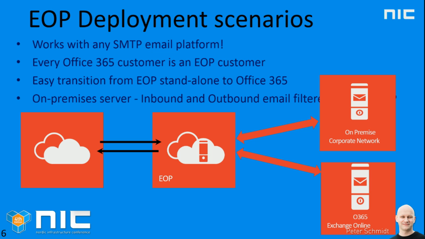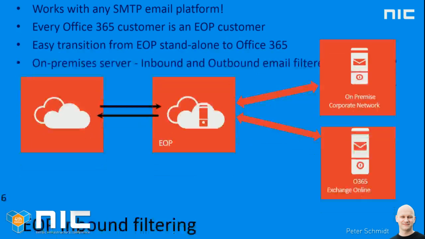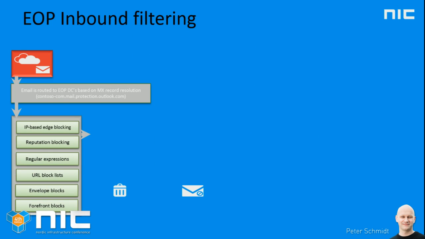EOP works with any mail platform, so actually you don't have to run Exchange in your on-prem environment. When we look at the deployment scenarios of EOP, we can use it for on-prem Exchange, but actually everyone already running in Office 365 is already using the features of Exchange Online Protection. And starting off with EOP, it might even be an easy transition going forward if you in the future plan to use other Office 365 services, maybe a full Exchange Online or a hybrid of Exchange or something like that.